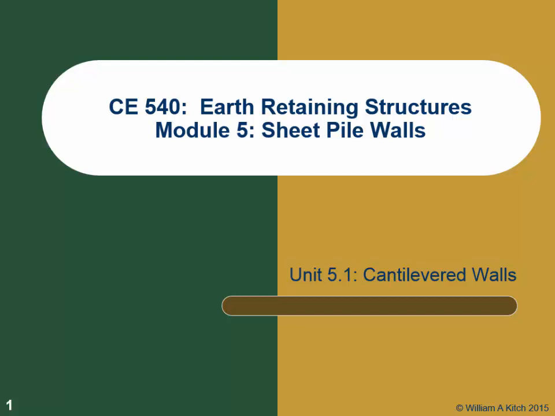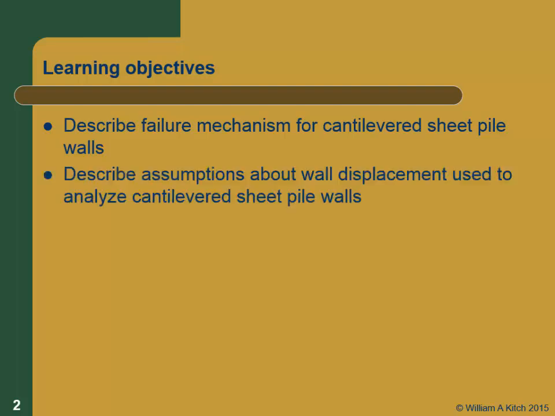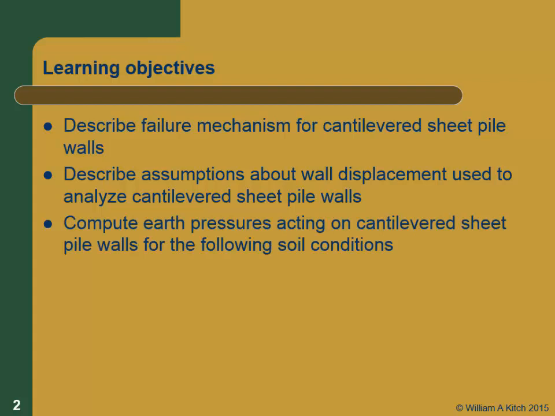Okay, so now we'll go on to start to talk about design. As learning objectives, you clearly ought to be able to define the failure mechanisms, because that's how we design, is try not to have failures. There's a bunch of assumptions, and you need to be able to understand the assumptions we're using when we analyze these walls.